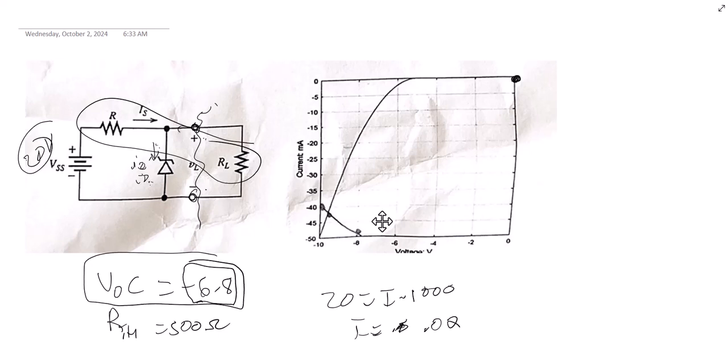So 6.8, 20 right here about. That at least is reasonable. So this would be our operating point. So our operating point would be V equals negative 8 and I equals negative 25 milliamps. That's as good as I've got.